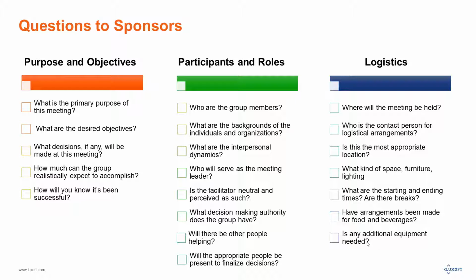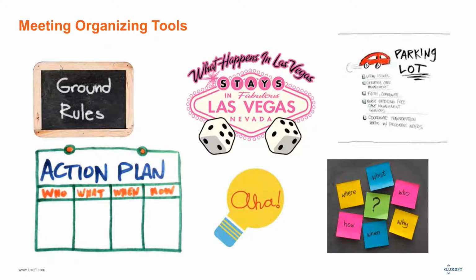Is there any equipment needed for the meeting? Again, maybe it will be a projector, markers, a board, a flip chart. What is also helpful for you to have at the meeting is meeting organizing tools. And here are some of them.